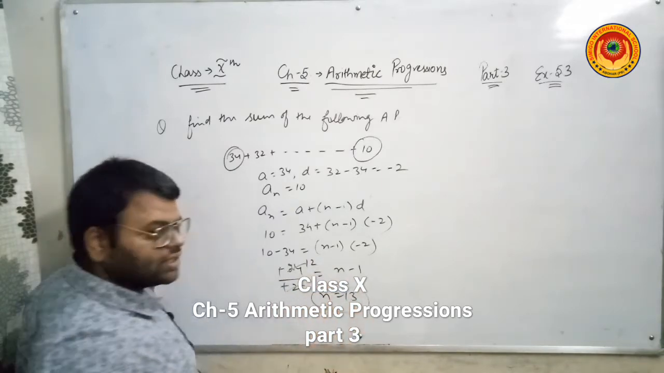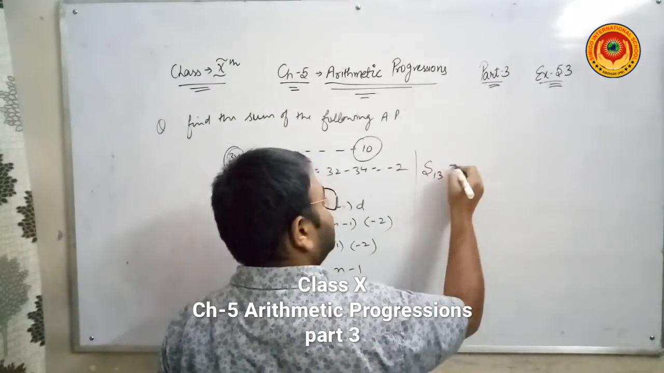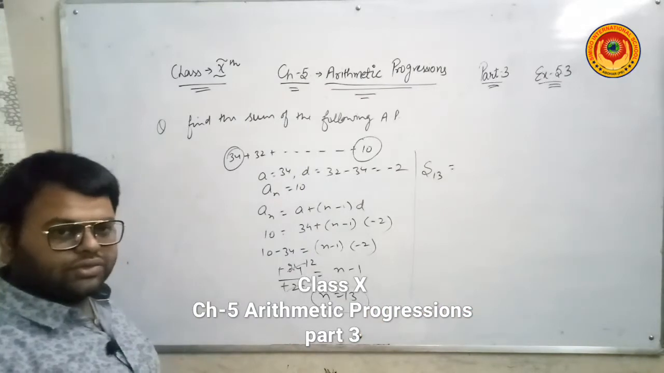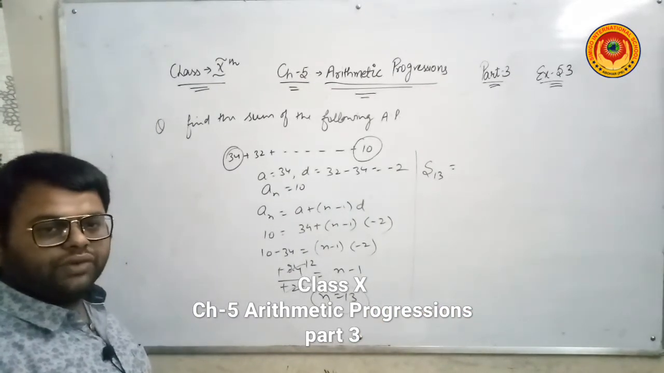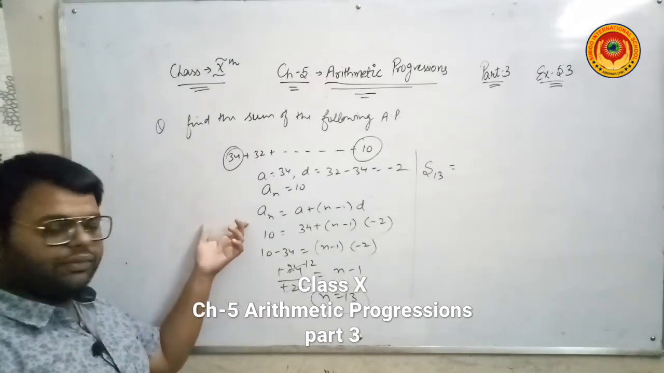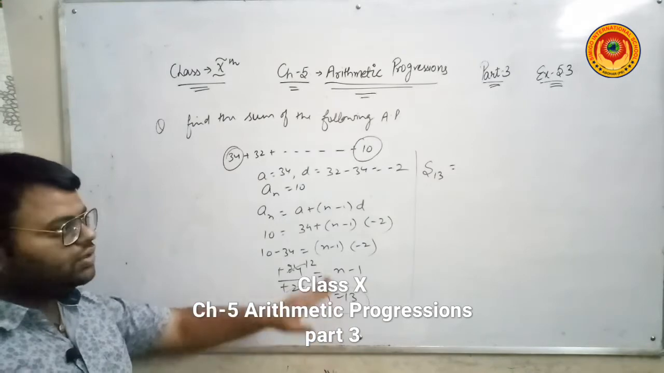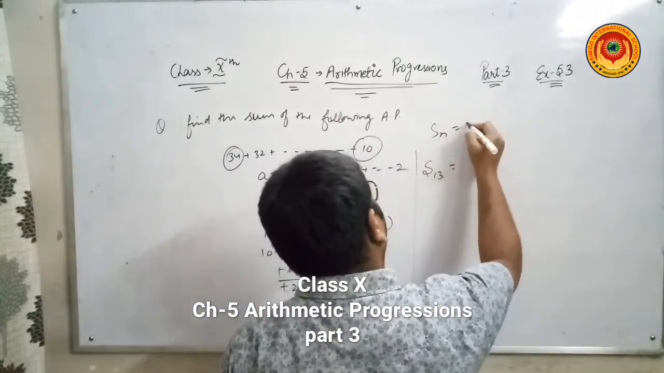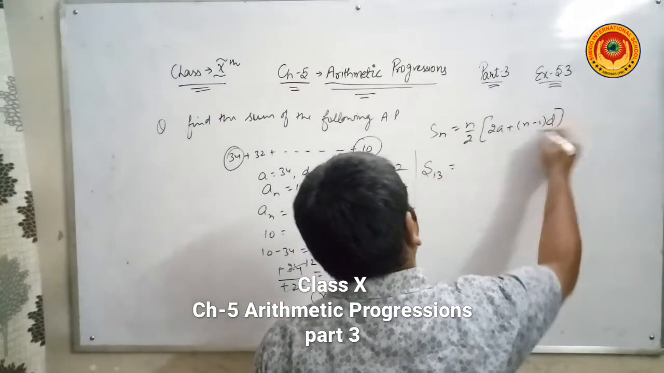So how many terms in this AP? 13. Now find the sum, the sum of 13 terms. Why did I first find n? Because to find the sum, you first need to know how many terms are in the AP. If you only have the last term 10, how can you solve Sn? Now what's the formula for Sn? n by 2, 2a plus (n minus 1) into d. Just fill in the values here.